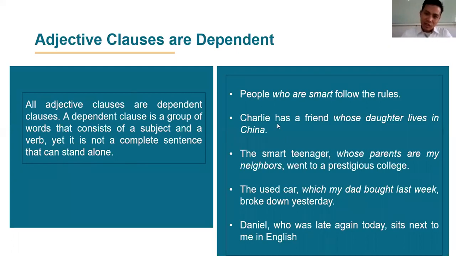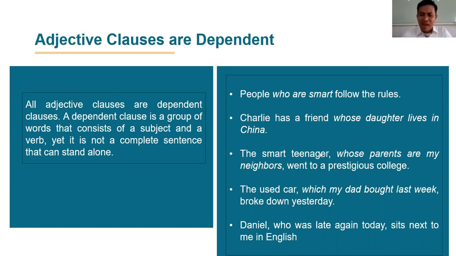Okay, the next sentence. Charlie has a friend whose daughter lives in China. Can you find which is the adjective clause here? Yes, sir. Whose daughter lives in China. That's right. Whose daughter lives in China. Which is the independent clause? Charlie has a friend. That's right. So Charlie has a friend.